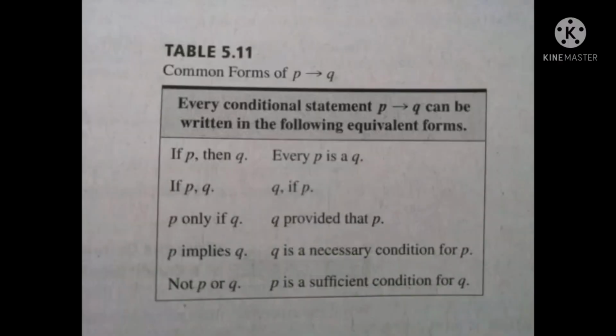Common forms of P implies Q. Every conditional statement P implies Q can be written in the following equivalent forms. If P, then Q. Every P is a Q. If P, Q. Q if P. P only if Q. Q provided that P. P implies Q. Q is a necessary condition for P. Not P or Q. P is a sufficient condition for Q.